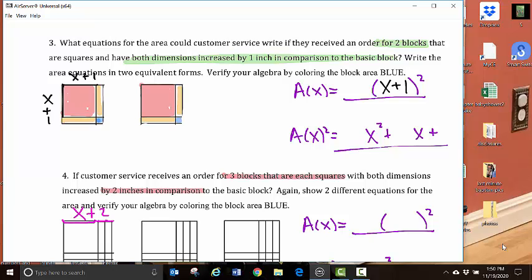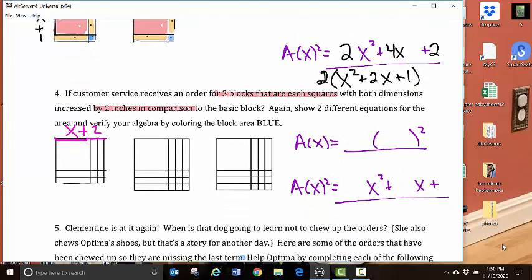But remember, there are 2 of them. And then if I wanted to combine it, I would say, well, there are 2x squareds, 1, 2, 3, 4 x's, and 2 ones. Or another way before you simplify it would be that there's an x squared plus 2 x's plus 1, but that there are 2 of them. I had an extra x there. Okay, I want you to try that with this next step.